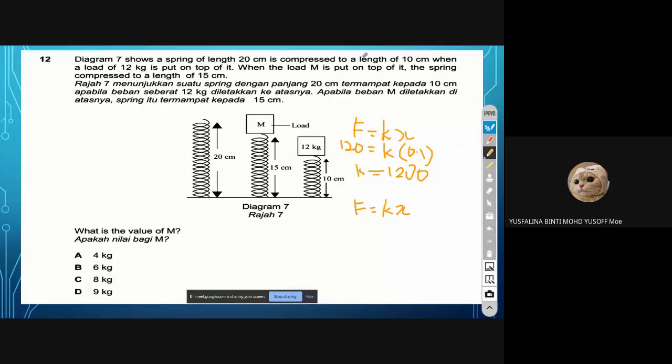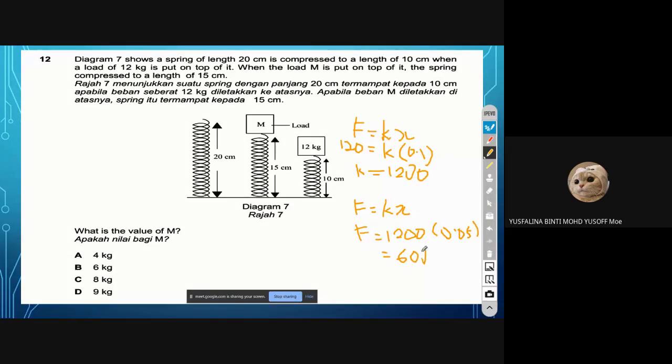Okay, then if you want to find the mass, you just divide by 10 later. So the force here you need to find. The K is 1200. Okay, and then it's already said, when you put the load M, the spring is compressed to 15 cm. So it means the compression is 20 minus 15, so it's 0.05.